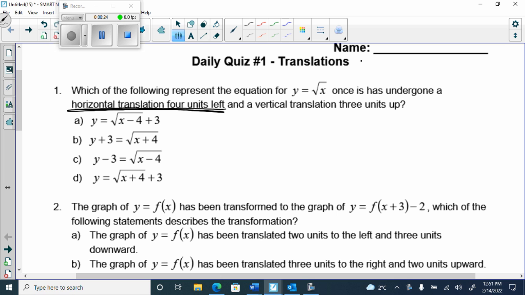So if we want to move 4 units left, we're going to have to go y equals square root x plus 4. And then a vertical translation 3 units up, plus 3 to the back. So if I want to move that over, it's a minus 3. It's D. You don't have to move it over.